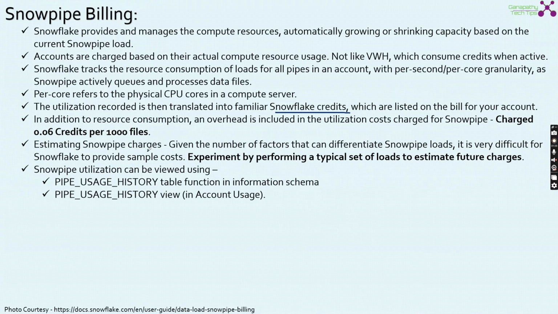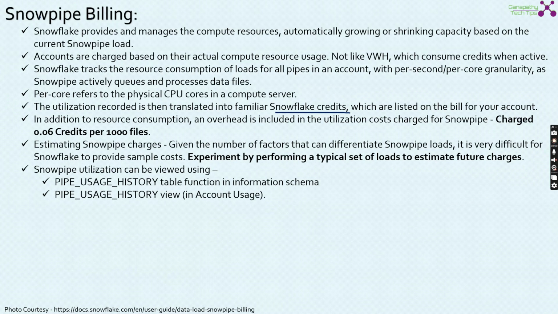Then, estimating the Snowpipe charges, this is something which is very interesting to know. Given the number of factors that can differentiate Snowpipe loads, it is very difficult for Snowflake to provide sample costs, this is the exact statement which I got from the Snowflake documentation. So Snowflake is telling you to experiment by performing typical sets of loads to estimate the future charges. So there are no clear-cut sample costing estimates available within the Snowflake documentation itself for Snowpipe.